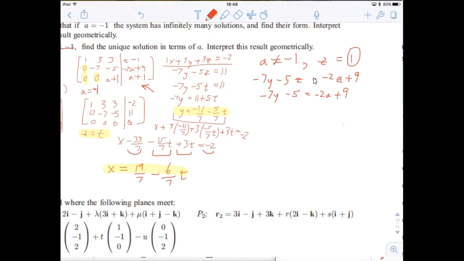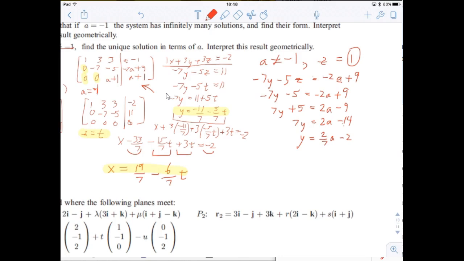Let's multiply everything by -1 so that we have fewer negative numbers, so we have 7y plus 5 equals 2a minus 9. Then we're going to subtract 5 from both sides, and we'll get -14 here. I'll rewrite it here: 7y equals 2a minus 14. Then we're going to divide both sides by 7. So we'll get y equals 2/7a minus 14/7, which would be -2. Okay, and that is the solution for y.